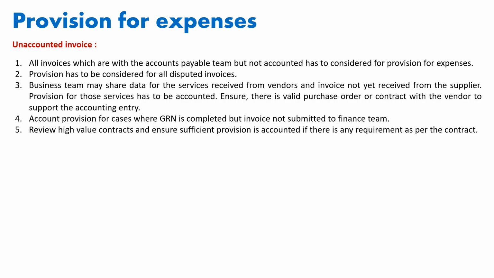Ensure that there is a valid order or contract with the vendor to support the accounting entry. So if there is no PO, there is no contract, then it is very difficult to support your entry, right? Because we don't know whether the service has been received or it is just the business is estimating that they have received the service. Account provision for cases where GRN is completed but invoice not submitted to finance team. Review high value contracts and ensure sufficient provision is accounted if there is any requirement as per the contract, right?